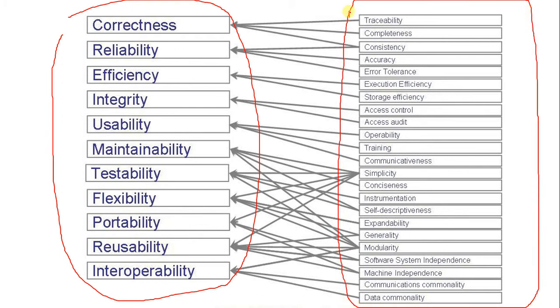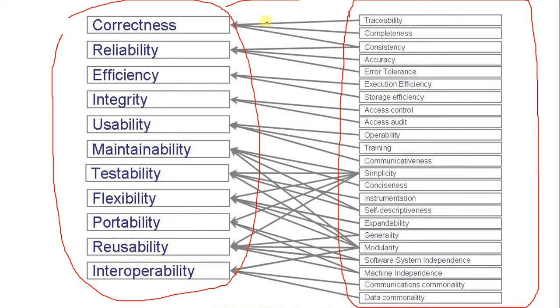So this model says a software will be a good software if it has these qualities of the front end and these qualities of back end. Definitely the qualities of the front end depend upon the qualities of the back end. For example, correctness depends upon traceability, completeness, consistency. Similarly, reliability depends upon consistency, accuracy, and error tolerance.